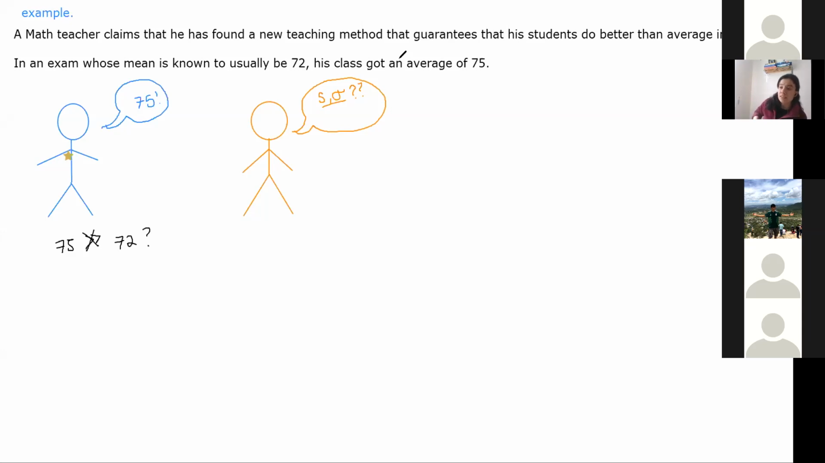Okay, so the idea is to determine whether 75 is an impressive score with respect to 72 or not. If the scores usually vary a lot, then 75 might just be due to chance, whereas if the scores vary very little, then 75 is probably going to be a very extreme result. That makes it much clearer. Thank you.